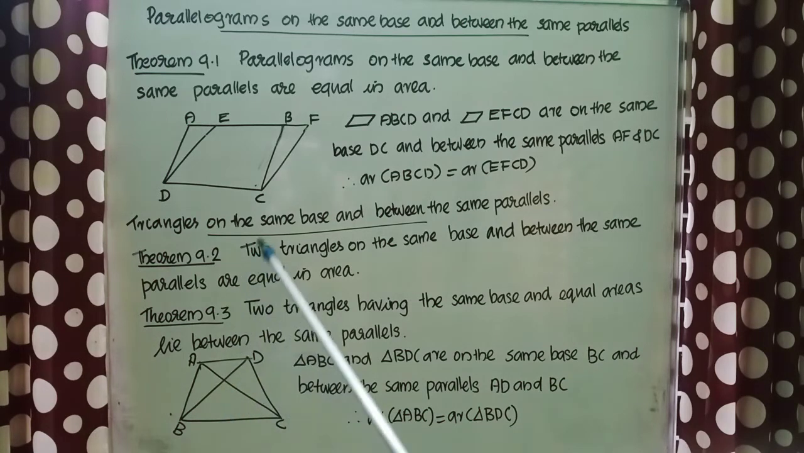So, according to the first theorem, if two triangles are lying on the same base and between the same parallels, then their areas are equal. That is, area of triangle ABC equals area of triangle BDC. The second theorem states that if two triangles are on the same base and their areas are equal, then they are lying between the same parallel lines.